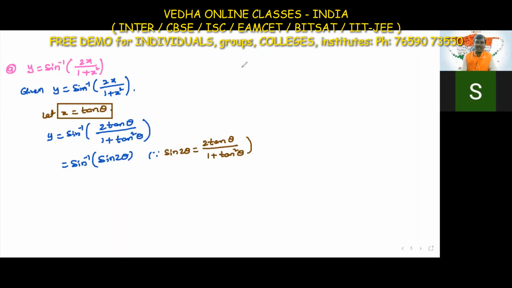Here we can cancel the sine and the sine inverse. Then what do we get here? This is equal to 2 theta. From x equals tan theta, what is theta? Taking tan to the other side, theta equals tan inverse x.